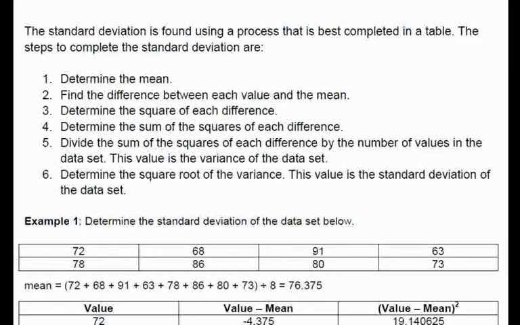But the general idea is that you find the mean, you subtract each value from the mean, you square each of those differences, you add up all those differences, divide by how many data values you have, and then you find the square root of that. So that is our standard deviation. And what standard deviation does is it's a measure of spread again, and it tells us how much our data kind of changes.